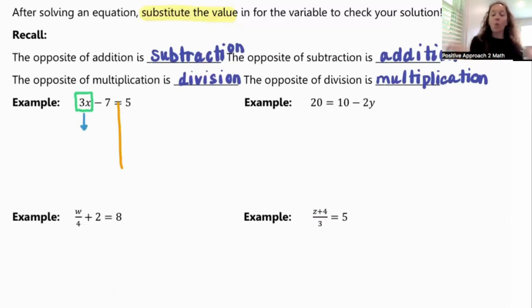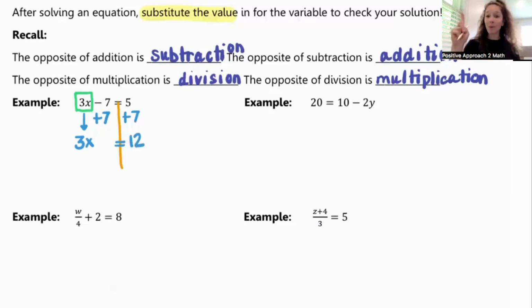So I see what's outside of the box, and hopefully you think, oh, -7 is on the outside of the box. So remember, we have to do the opposite of -7, which will be to add 7. That will get us our box by itself. And if I add 7 on the left, I need to add 7 on the right. And remember, when I move over my bridge, I do the opposite operation. So this is going to give us 3x. 5 plus 7 is 12.